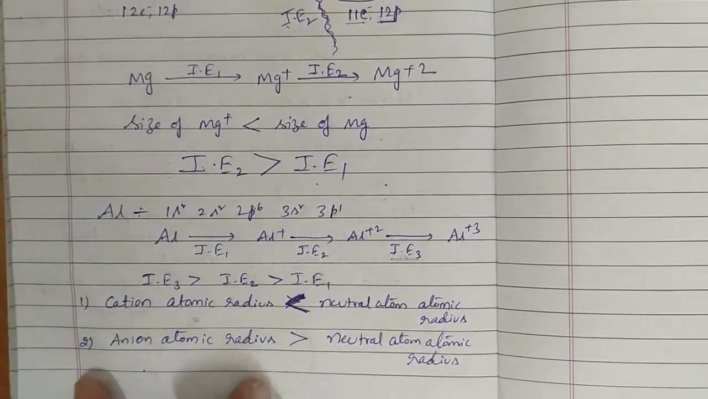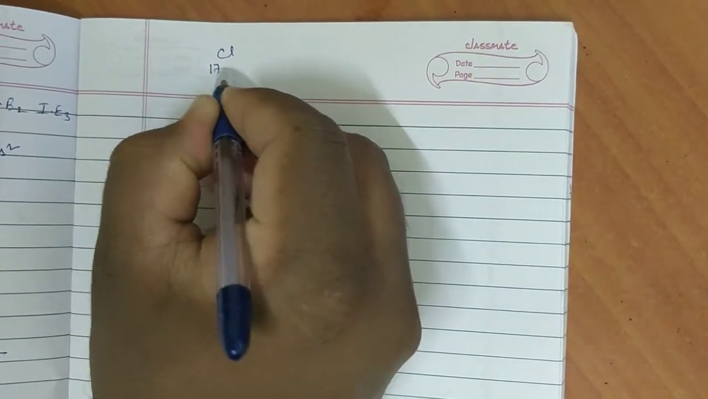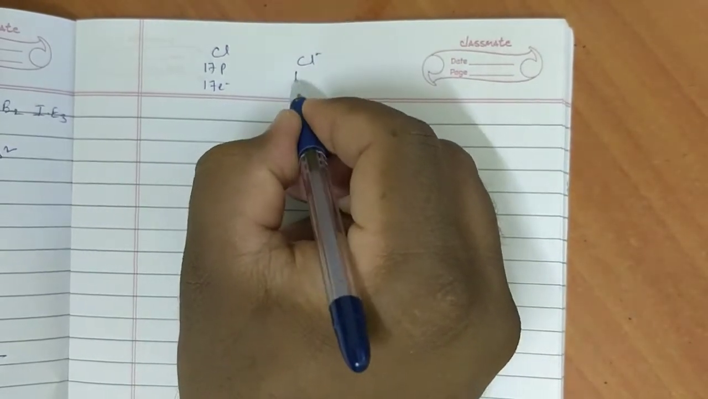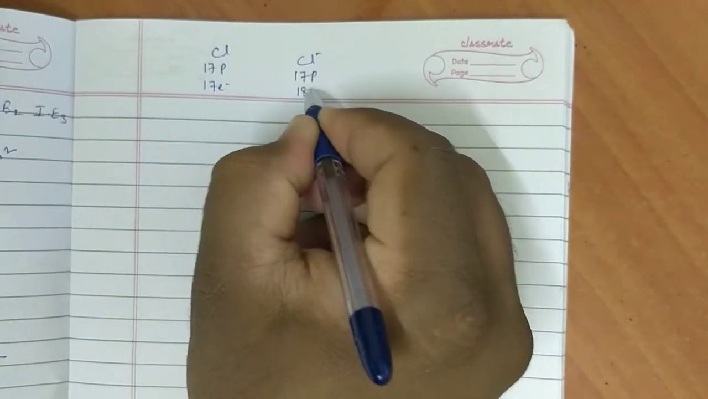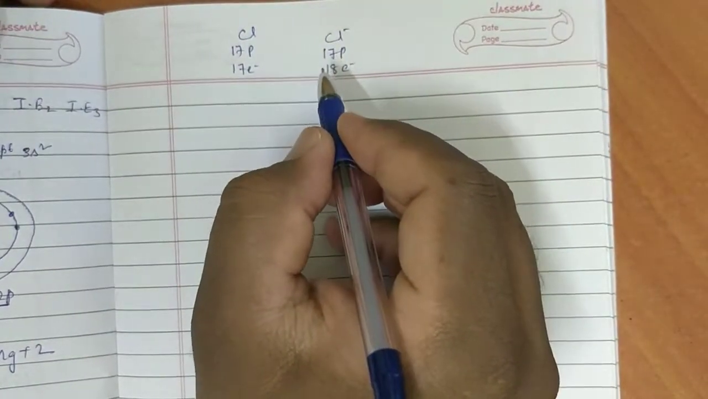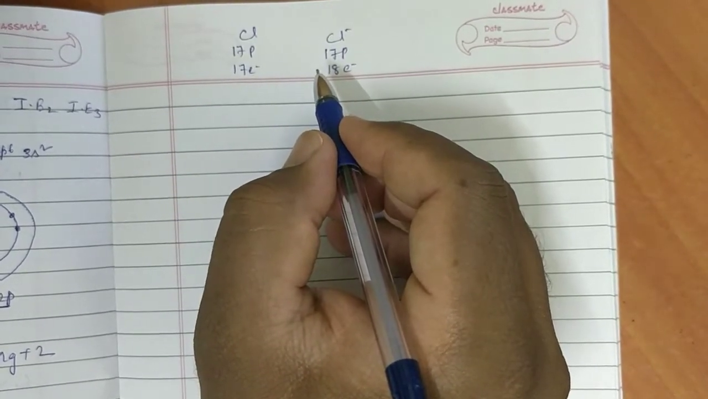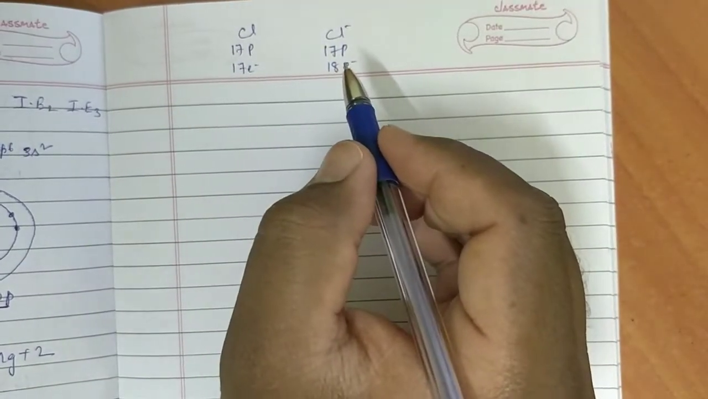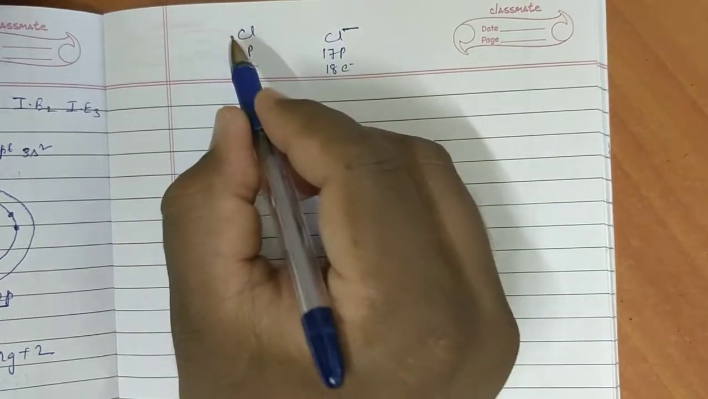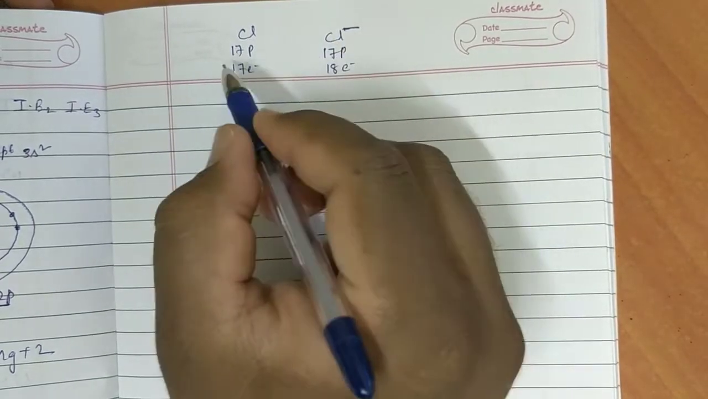Let us consider one anion. Cl contains 17 protons, 17 electrons. But Cl- contains 17 protons, 18 electrons. One excess electron is present. Because of that, 17 protons cannot hold the 18 electrons that strongly. So the distance increases, attraction decreases. Automatically, anion size is bigger than the neutral atom. Anion size is every time bigger than the neutral atom.